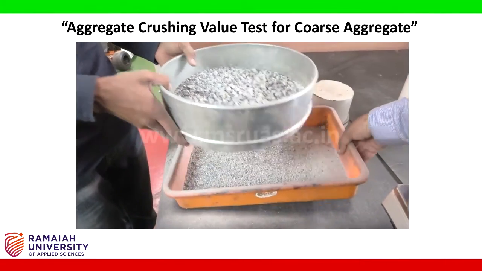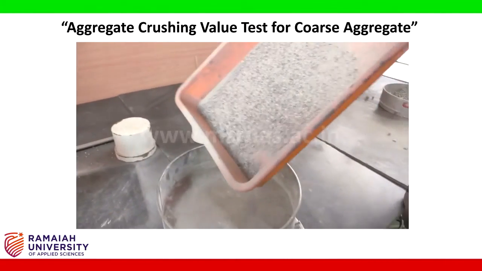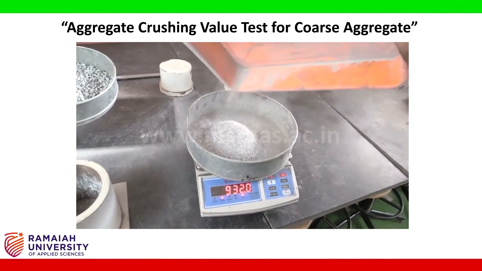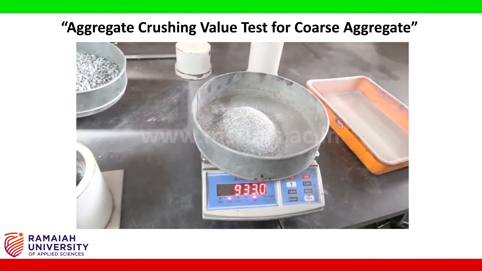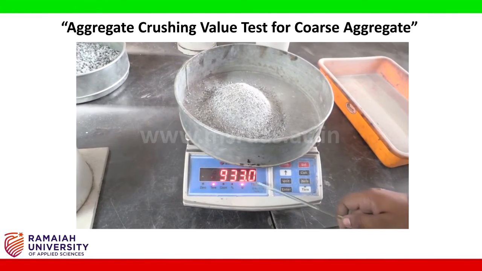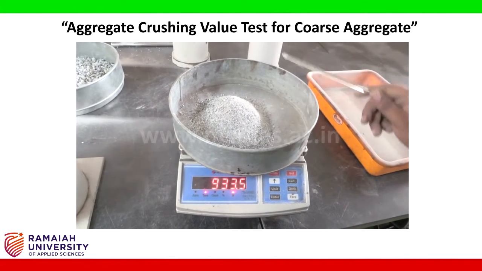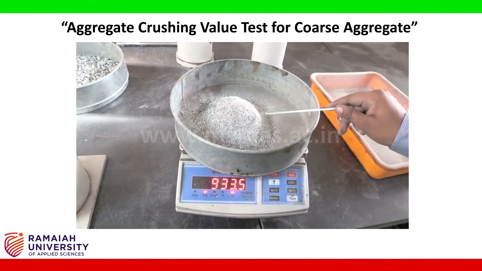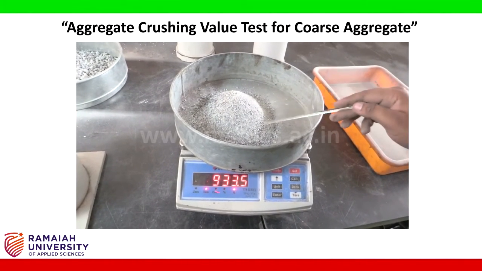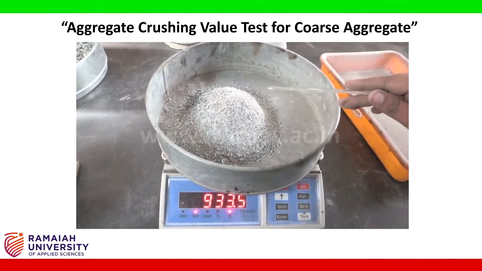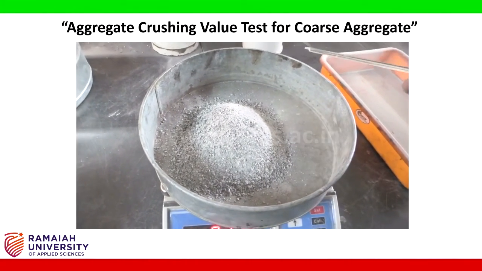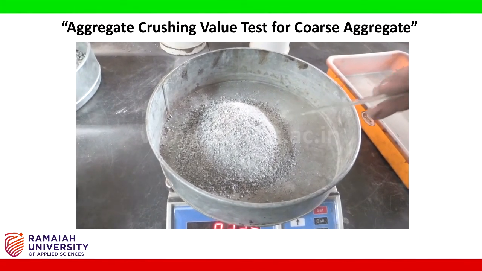Take the sample which is passing the 2.36 mm sieve and weigh the particles passing the 2.36 mm sieve. Note down the weight. The ratio of the weight of sample passing the 2.36 mm sieve to the weight of original aggregate taken gives you the aggregate crushing value. Generally, it should be less than 30% if you are using it for concrete mix or bituminous mixes. This completes your aggregate crushing strength test.